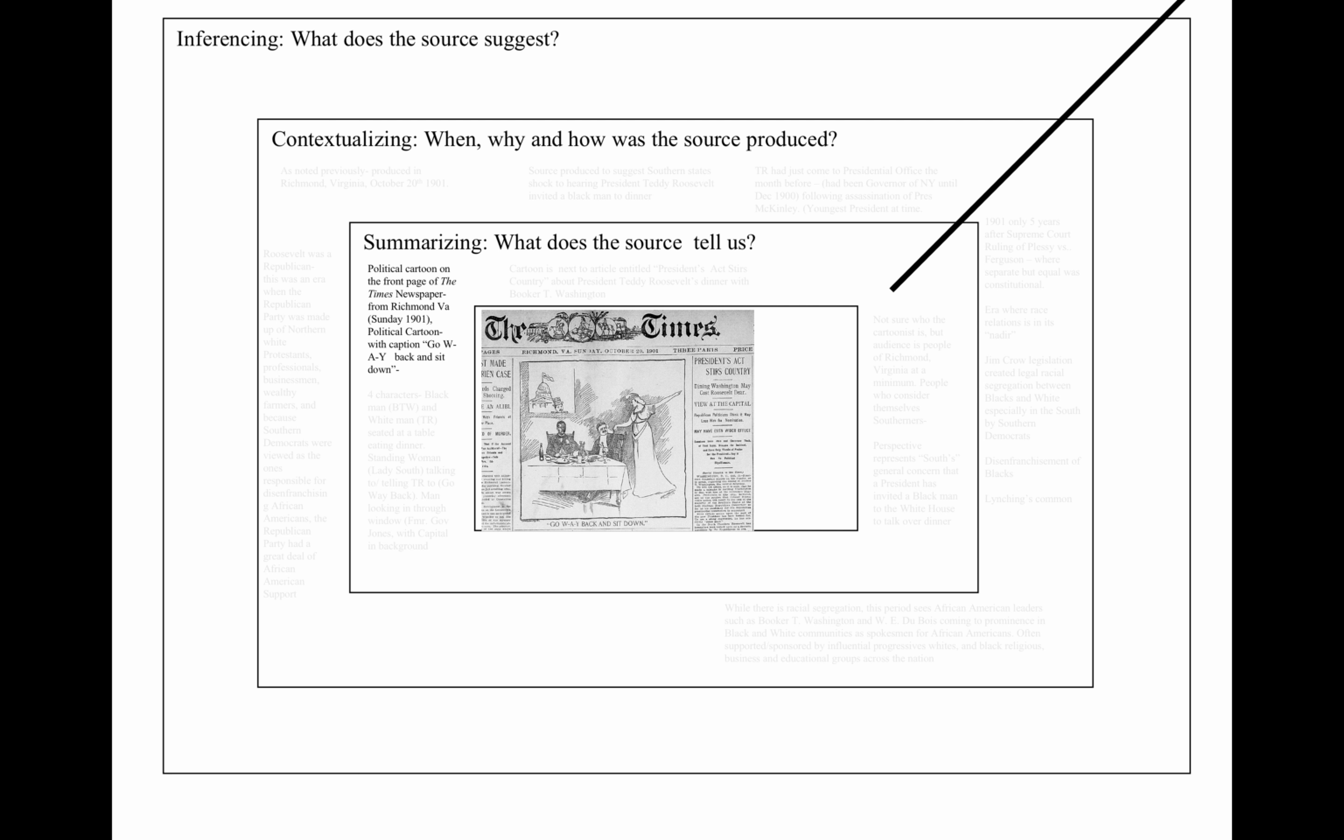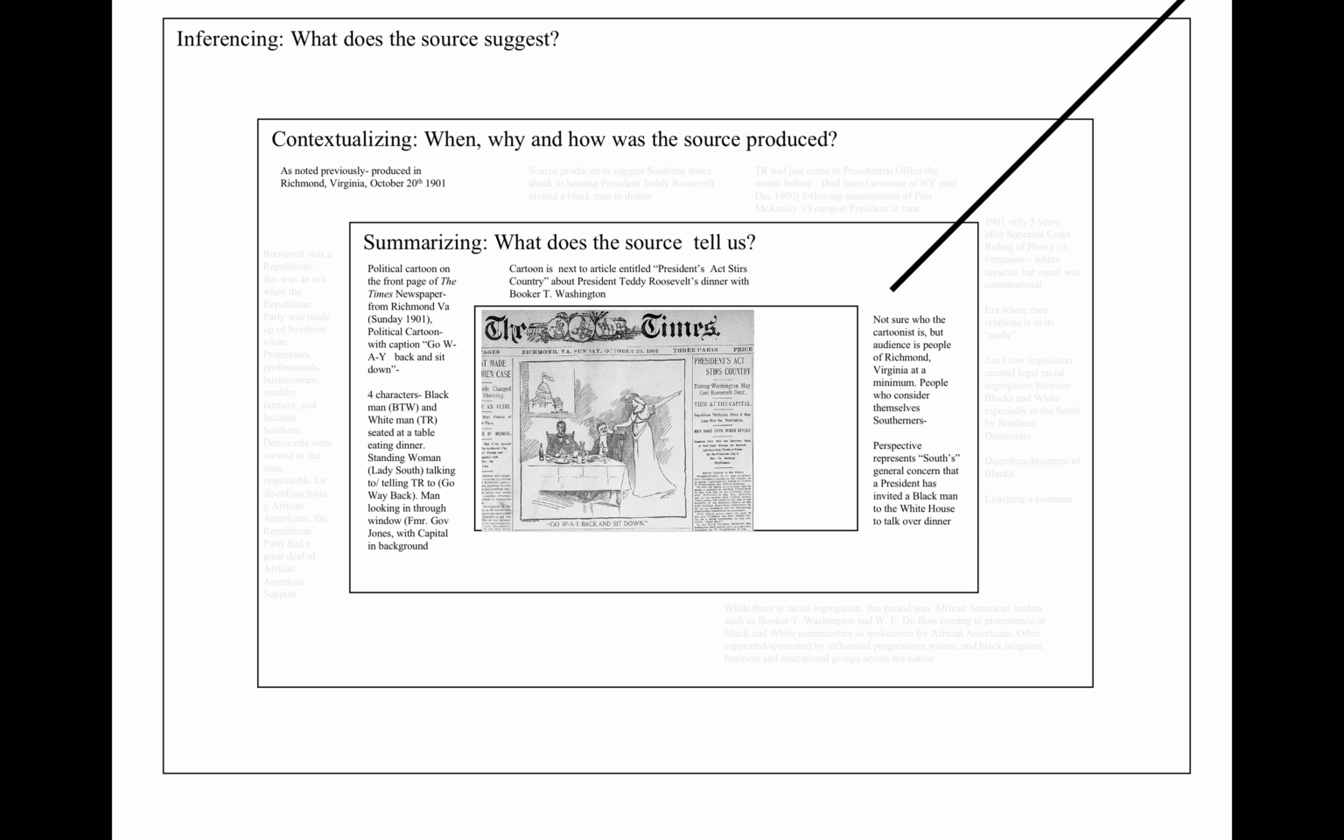In summarizing, we'd say, what does the source tell us? Well, it tells us that this is a political cartoon, and kids can figure out that it's from a newspaper, and they can get the date, and they can say it's next to an article, and they can have the title of the article. They can say there are four characters: a black man, a white man, seated at a table, and a standing woman. And there's also another character you can't quite see because the image isn't big enough, and so on.